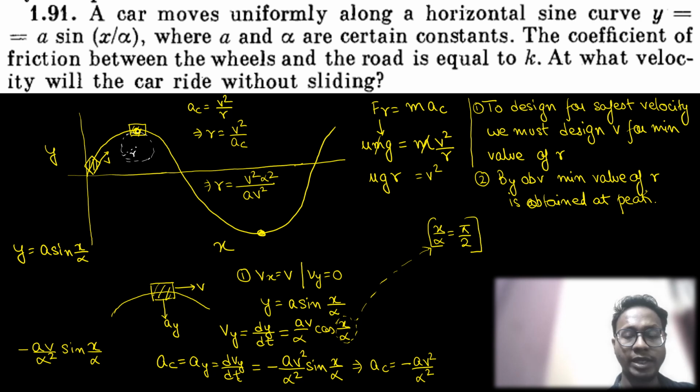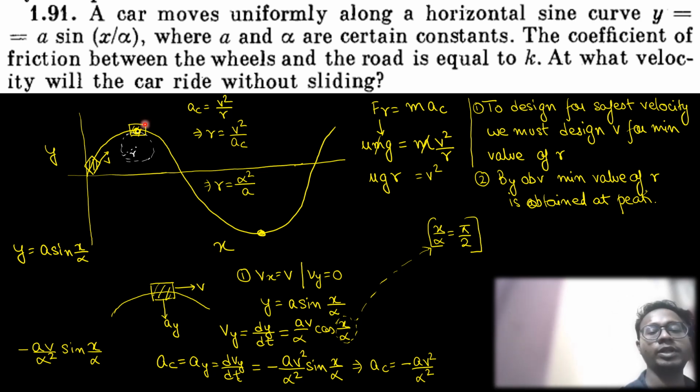V square and v square will get cancelled. So r is equal to alpha square by a, or the minimum value of radius at the topmost point is equal to alpha square by a. Now, can I apply this value of r in this equation? Of course. So r is equal to alpha square by a.